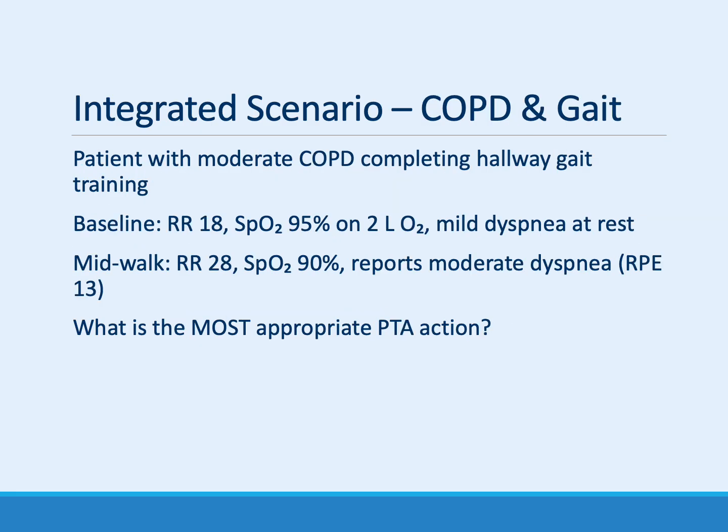Things like that. Next scenario, COPD and gait. A patient with moderate COPD is completing hallway gait training. Their baseline respiratory rate was 18 breaths per minute. Their O2 sat was 95% on 2 liters of oxygen with mild dyspnea at rest. Mid-walk, their respiratory rate was 28 with an SpO2 of 90%, reporting moderate dyspnea and RPE of 13. What is the most appropriate PTA action in this situation? What would you do? How would you treat this patient?